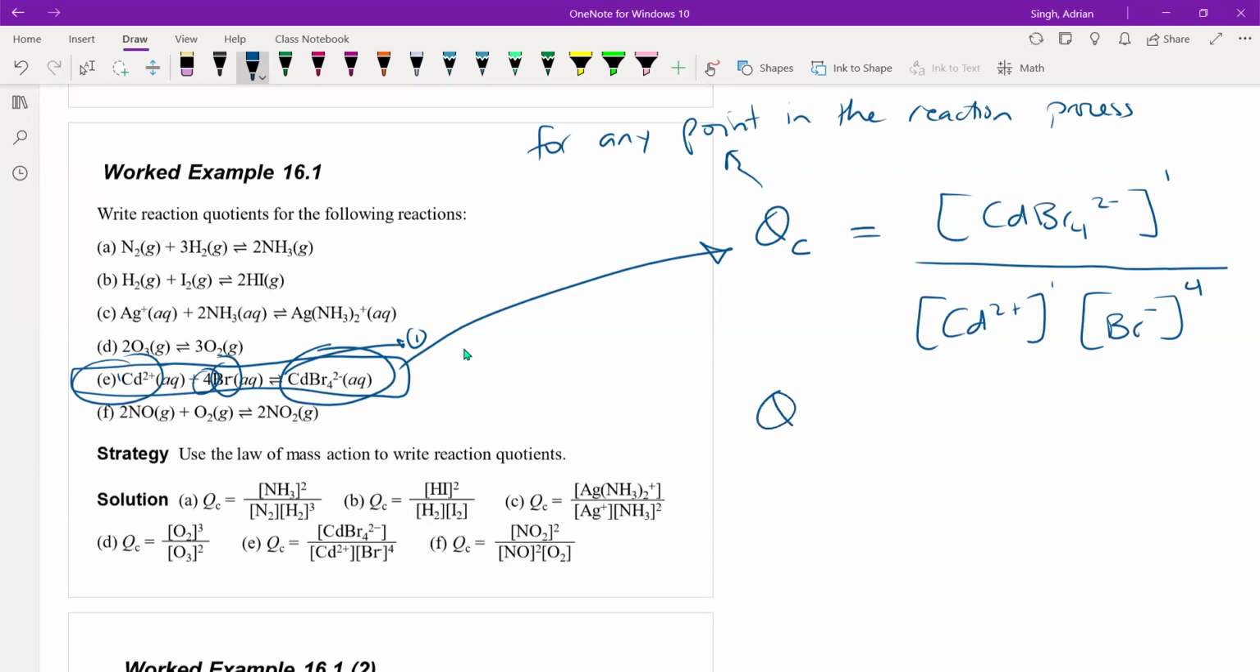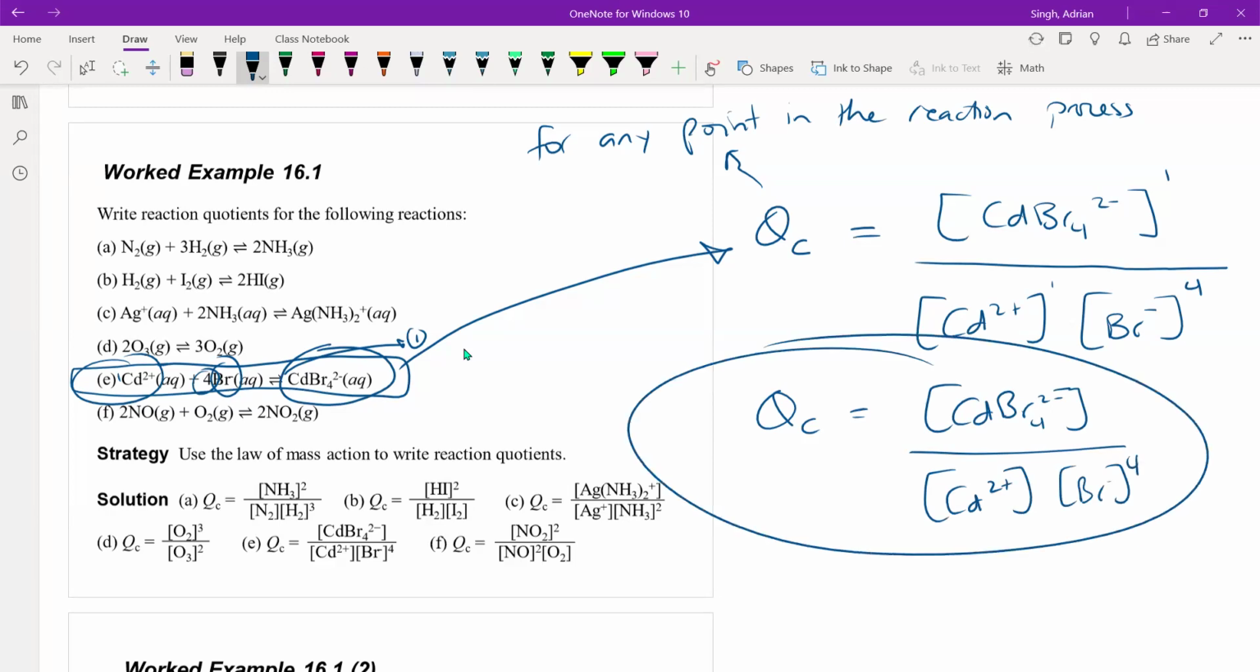Now to simplify this, just like when you see your coefficients in a balanced equation, we typically don't write the 1 in, it's understood to be there. Same thing when you write the law of mass action, the reaction quotient. You don't need to put the 1 in as a superscript, that's understood if you don't see a number there. So we can just simplify it, and then we have our Br minus to the 4th power. So as long as we know what the concentrations of each of these species are, we can calculate this value for the reaction quotient at any point in the reaction process.